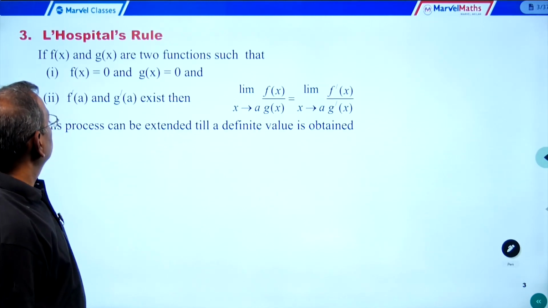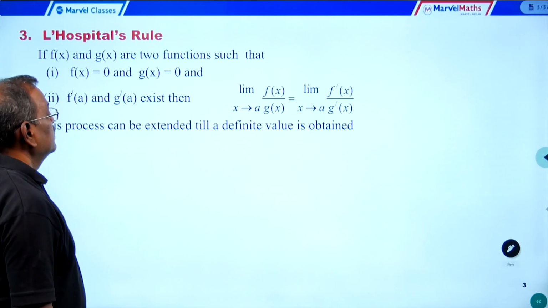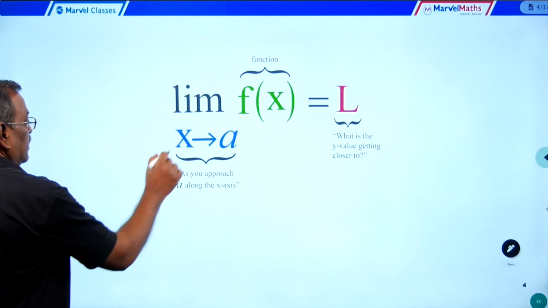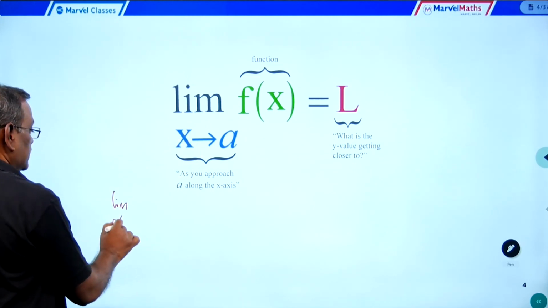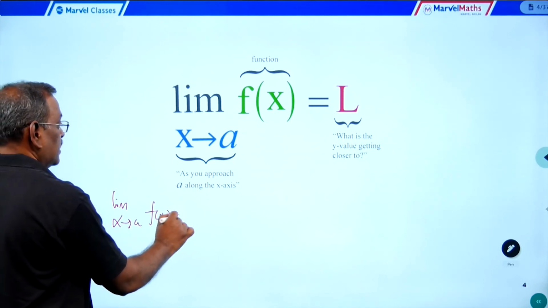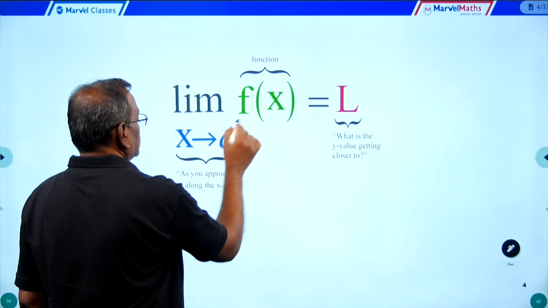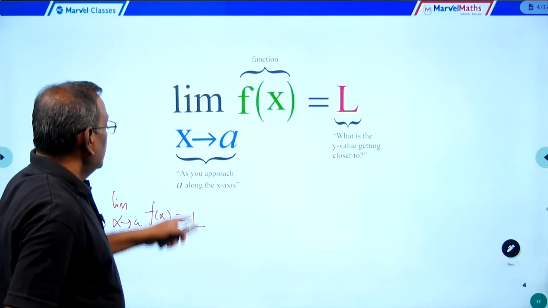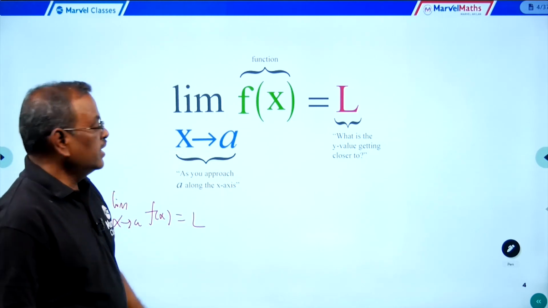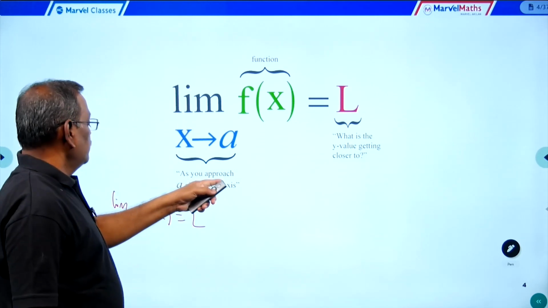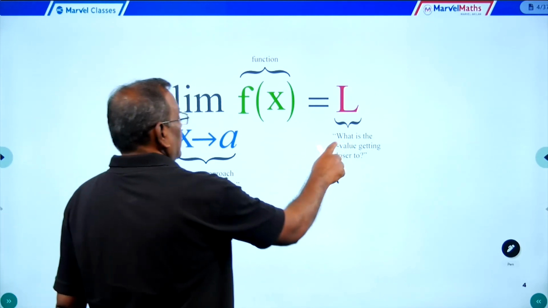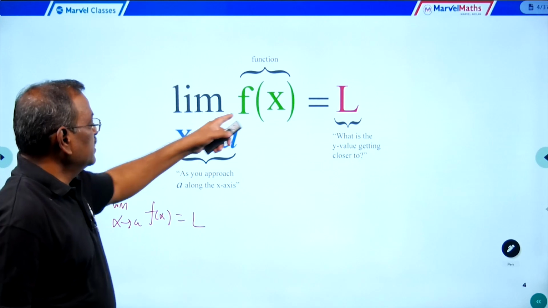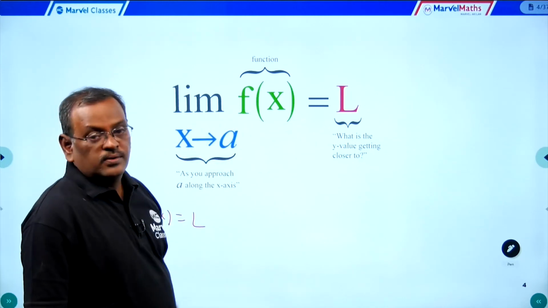Now, what is the symbol for limit? Limit of f of x. Actually you can write like this: limit of x approaches a, f of x equal to L. The f of x is a function, and this is the input as x tends to a, and the output is L. As you approach a along the x axis, the corresponding value of y gets closer to L, that corresponds to the y axis. So limit of f of x as x approaches a equals L.